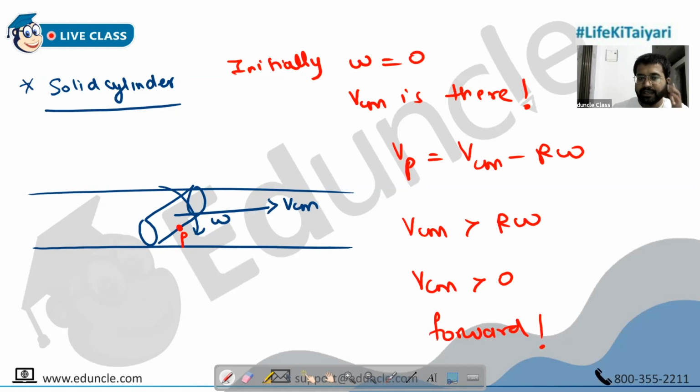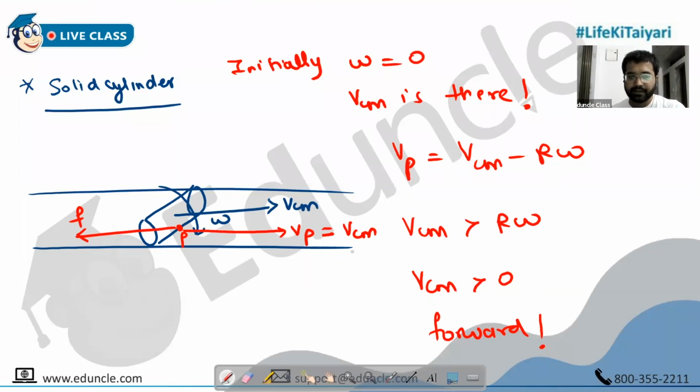Now since it's a forward slipping case, obviously what will happen? Friction will act in the backward direction. Vp is acting in the forward direction. Initially Vp is equal to VCM because R omega is 0. Now friction will act in the backward direction. We can apply some equations of motion here. First, if you have any questions in this much, you can ask me right now. Vp is in the forward direction and equals VCM because R omega is 0, and friction will act in the backward direction.